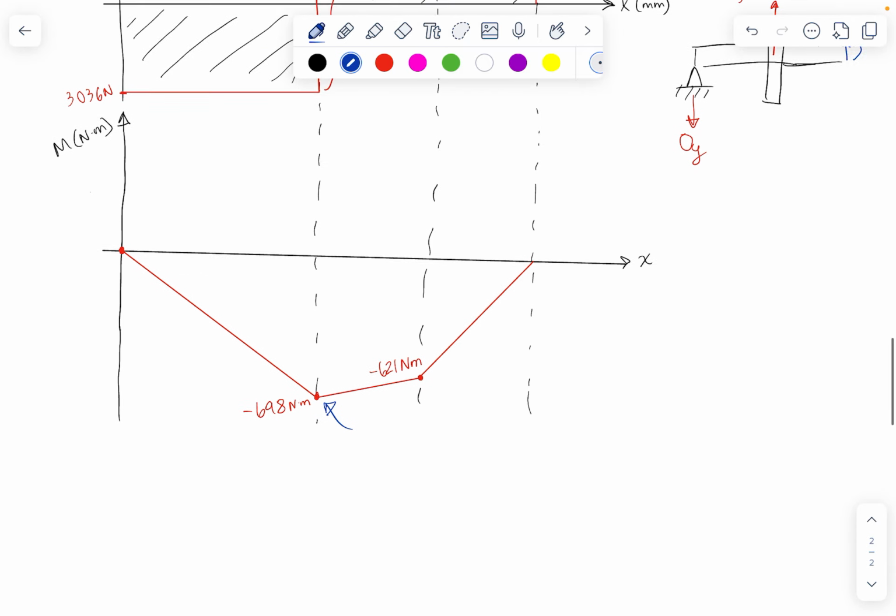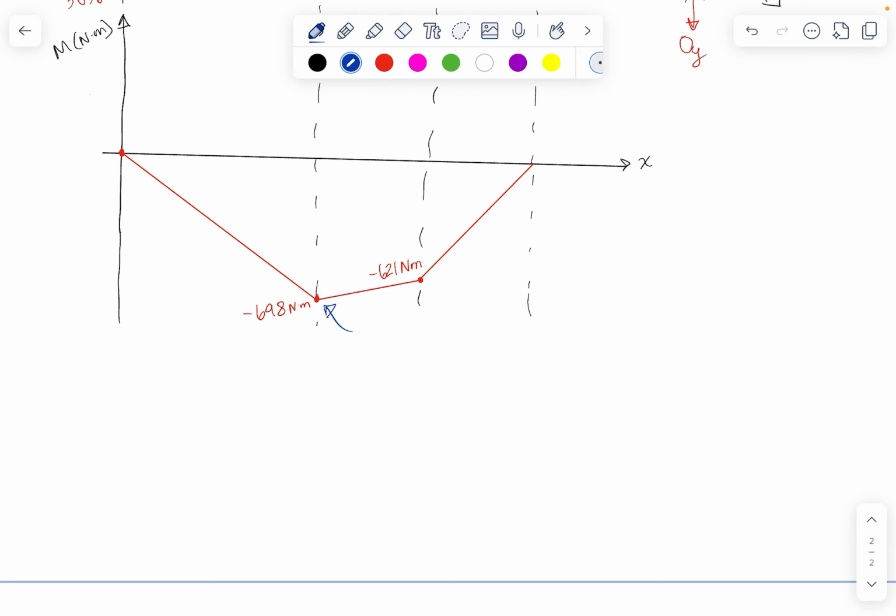All right, so let's start with the bending stress. We can use our flexure formula, which tells us that the bending stress is going to be equal to the bending moment times y, which is the distance from our neutral axis to the point that we're interested in, divided by I, which is our area moment of inertia.